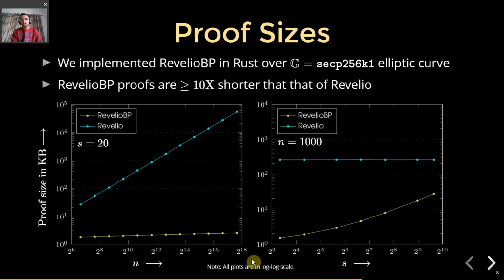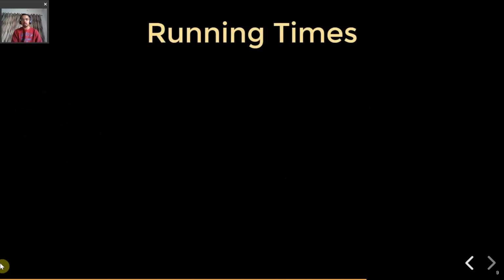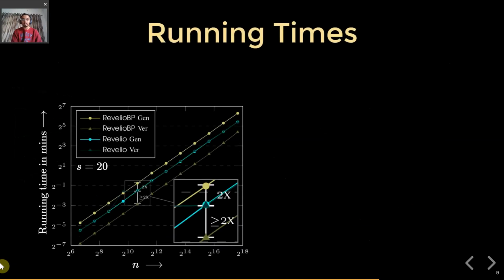But even in the worst case, the Revelio BP proof sizes are at least an order of magnitude smaller than that of Revelio. Now, let's plot the running time of Revelio and Revelio BP in minutes for a constant S and increasing anonymity set size. So here the yellow one is Revelio BP generation time, dark yellow is Revelio BP verification, blue is Revelio generation, and dark blue is Revelio verification.